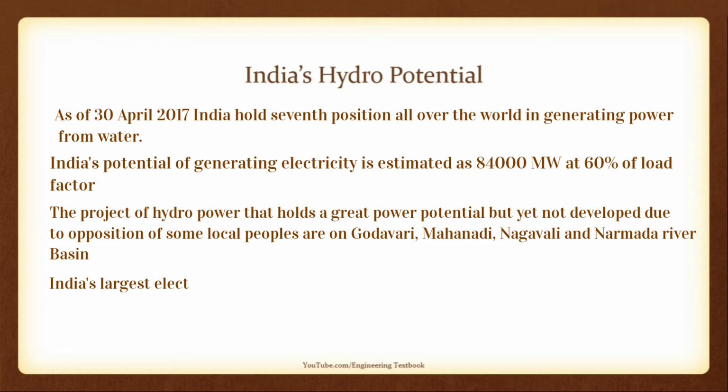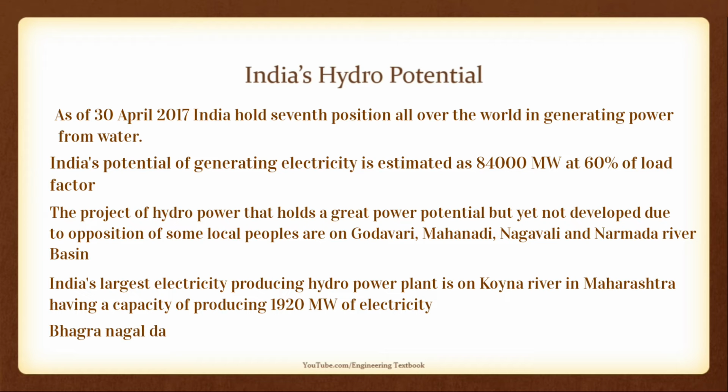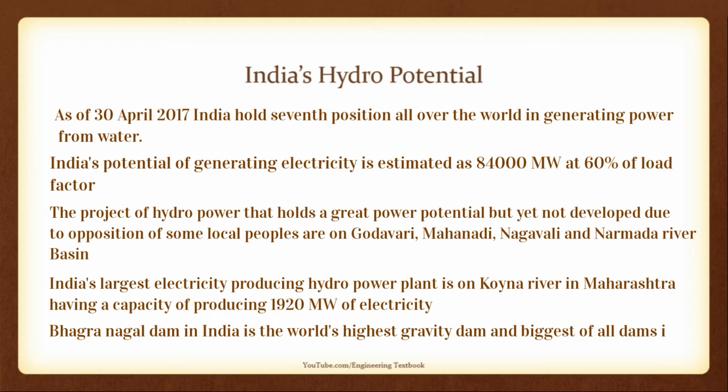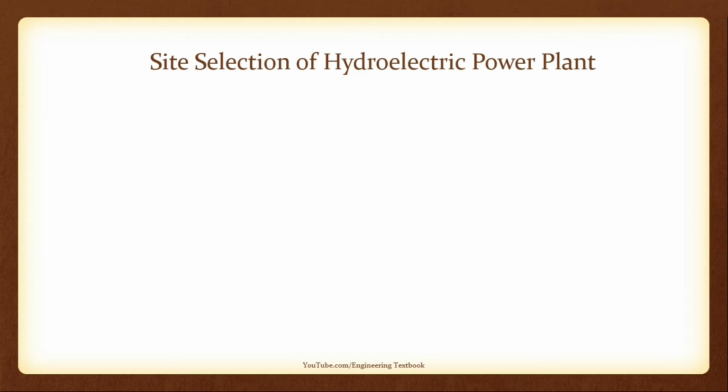India's largest electricity producing hydropower plant is on the Koyna river in Maharashtra, having a capacity of producing 1920 megawatts of electricity. Bhakra Nangal dam in India is the world's highest straight gravity dam and the biggest of all dams in India. Site selection of hydroelectric power plant.